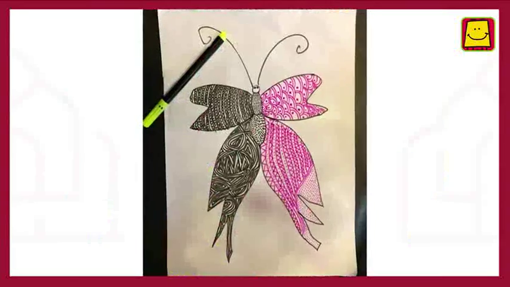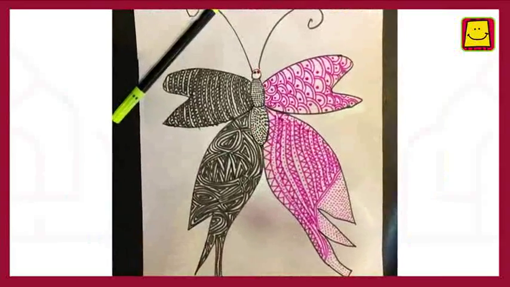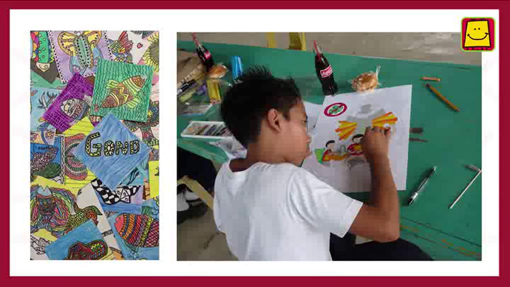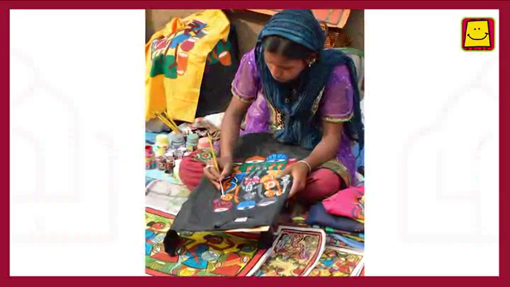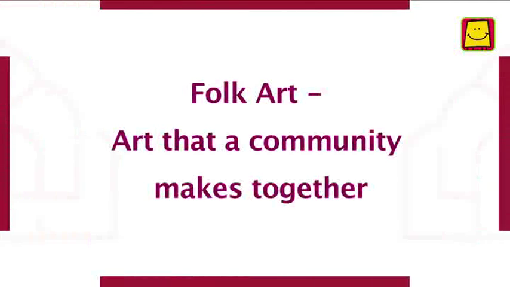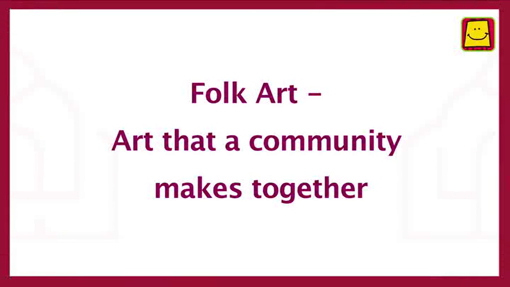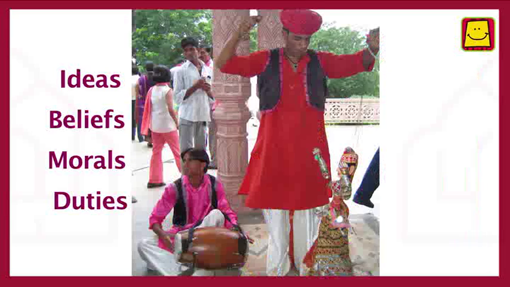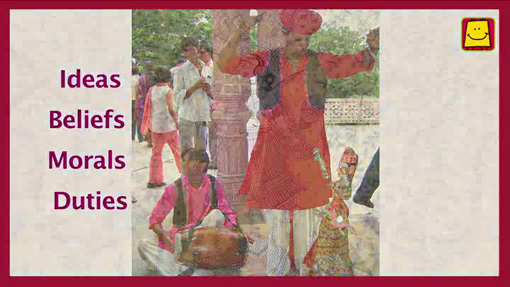This need to express and imagine through art is one of the major differences between humans and other animals. This form of art, where one creates from stories one has heard and the things one has seen or imagined, is called folk art. Folk art can be described as art that a community makes together. It is created to express ideas, beliefs, morals, and duties of the community.